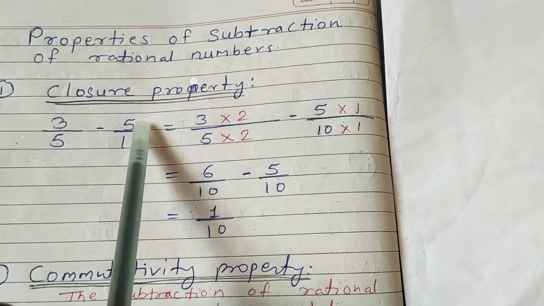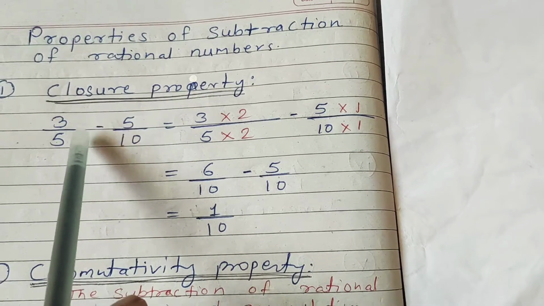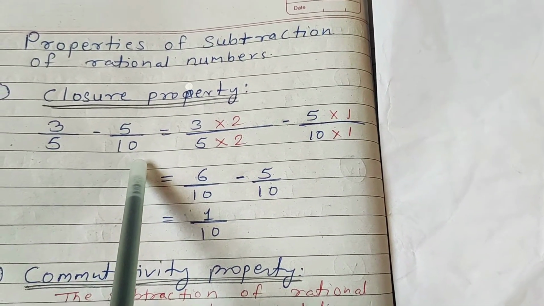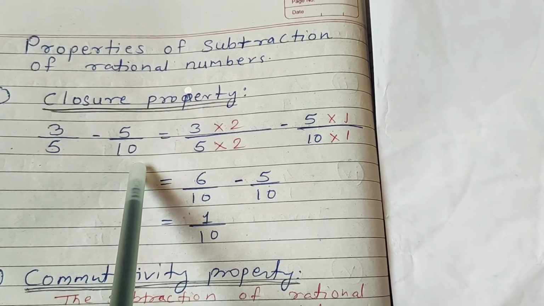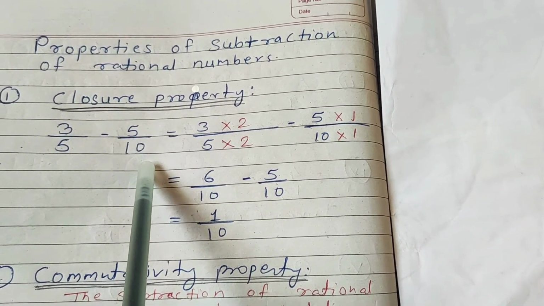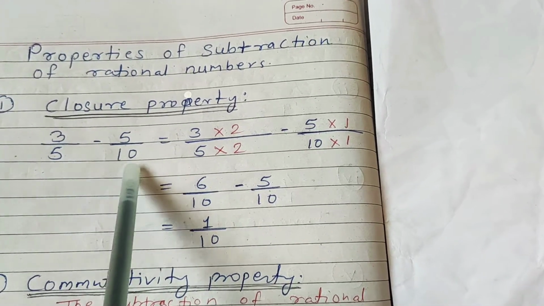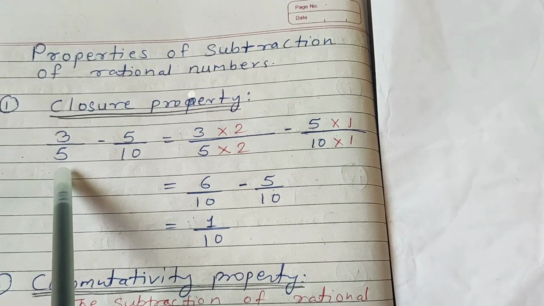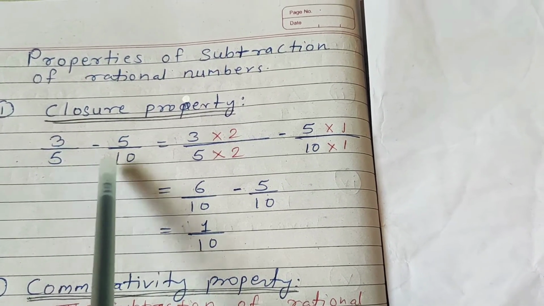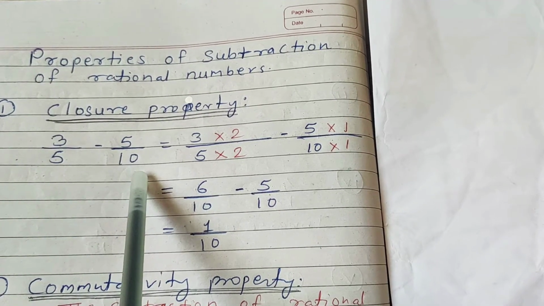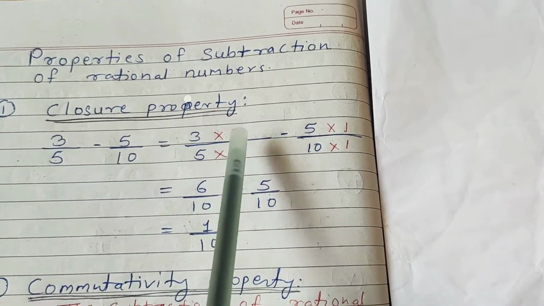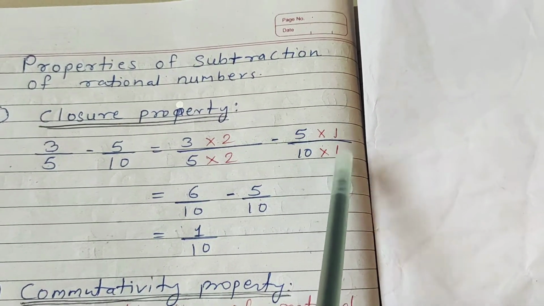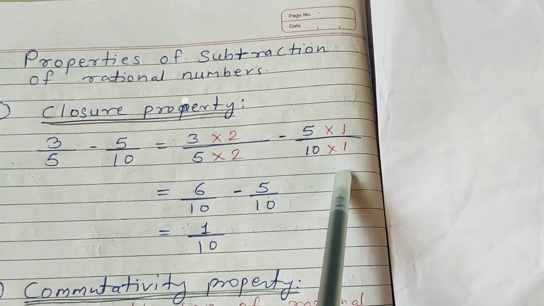To understand this property, we have taken one example, 3 upon 5 minus 5 upon 10. Whatever rules we have learned in the addition, the same rules we have to use here for subtraction as well. For subtraction also we want denominators equal. Since the denominators are not equal, we convert the denominators into the LCM of 5 and 10. The LCM of 5 and 10 is 10. Hence 5 should be multiplied by 2, so its numerator is also multiplied by 2. The same is applicable for the other, multiplied by 1 to both numerator and denominator.